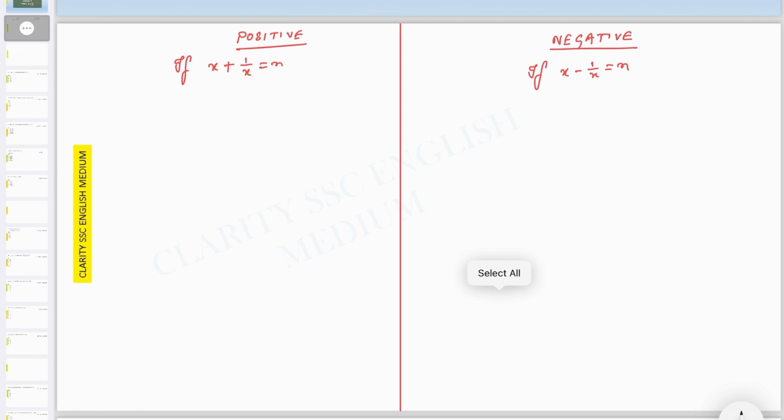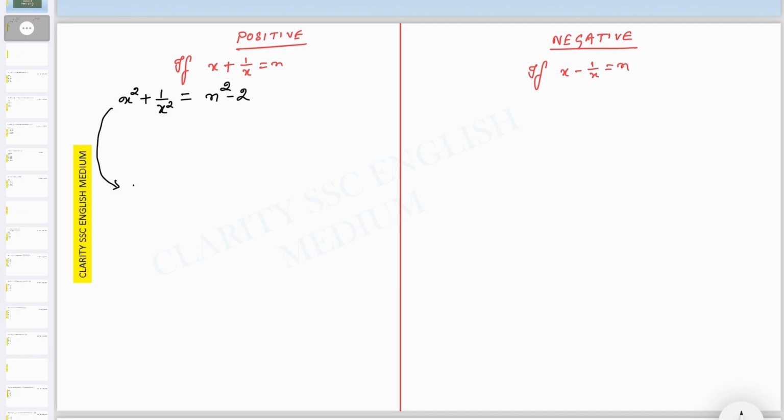If x plus 1 by x is equal to n, then we can find the value of x squared plus 1 by x squared. And the formula for x squared plus 1 by x squared is n squared minus 2. Please remember this, n squared minus 2. The rest are deductions. We need to know the formula of the square and the cube, and after that, the rest are deductions. How? I'll tell you.